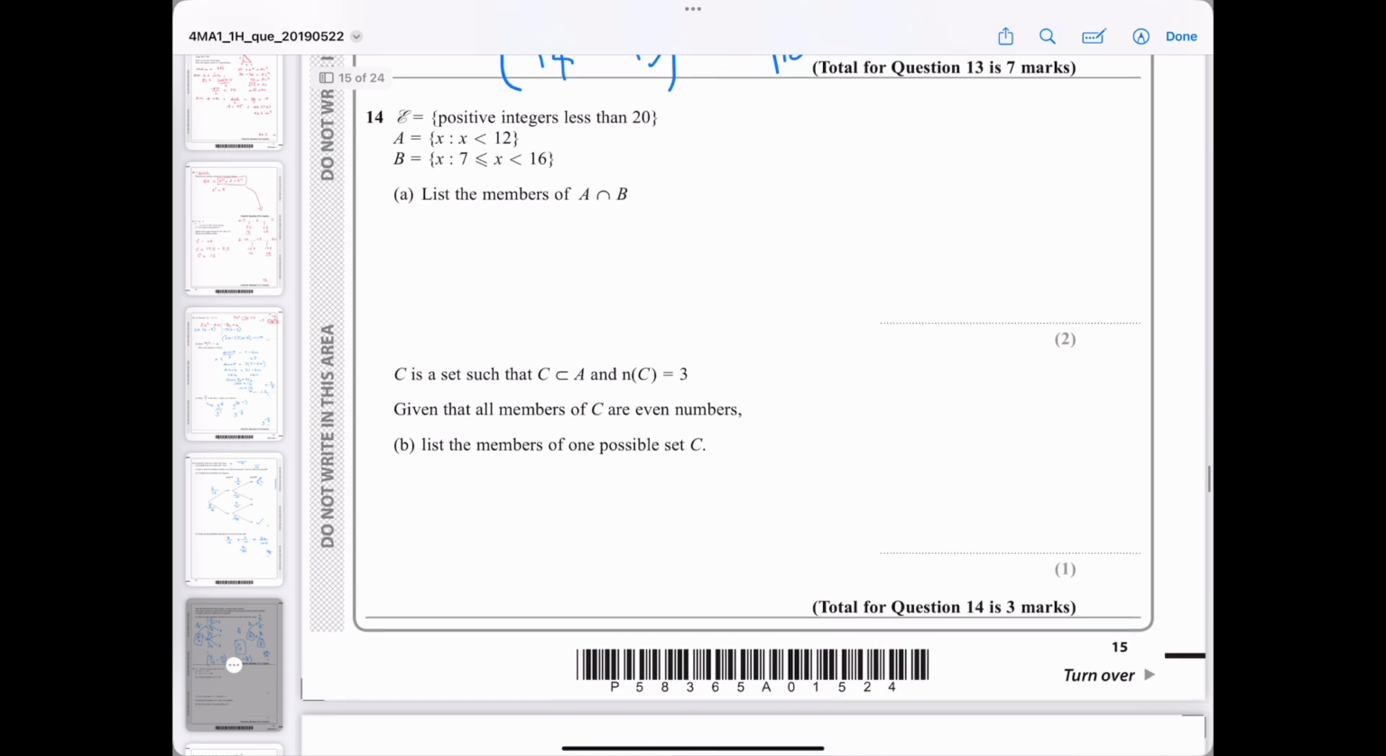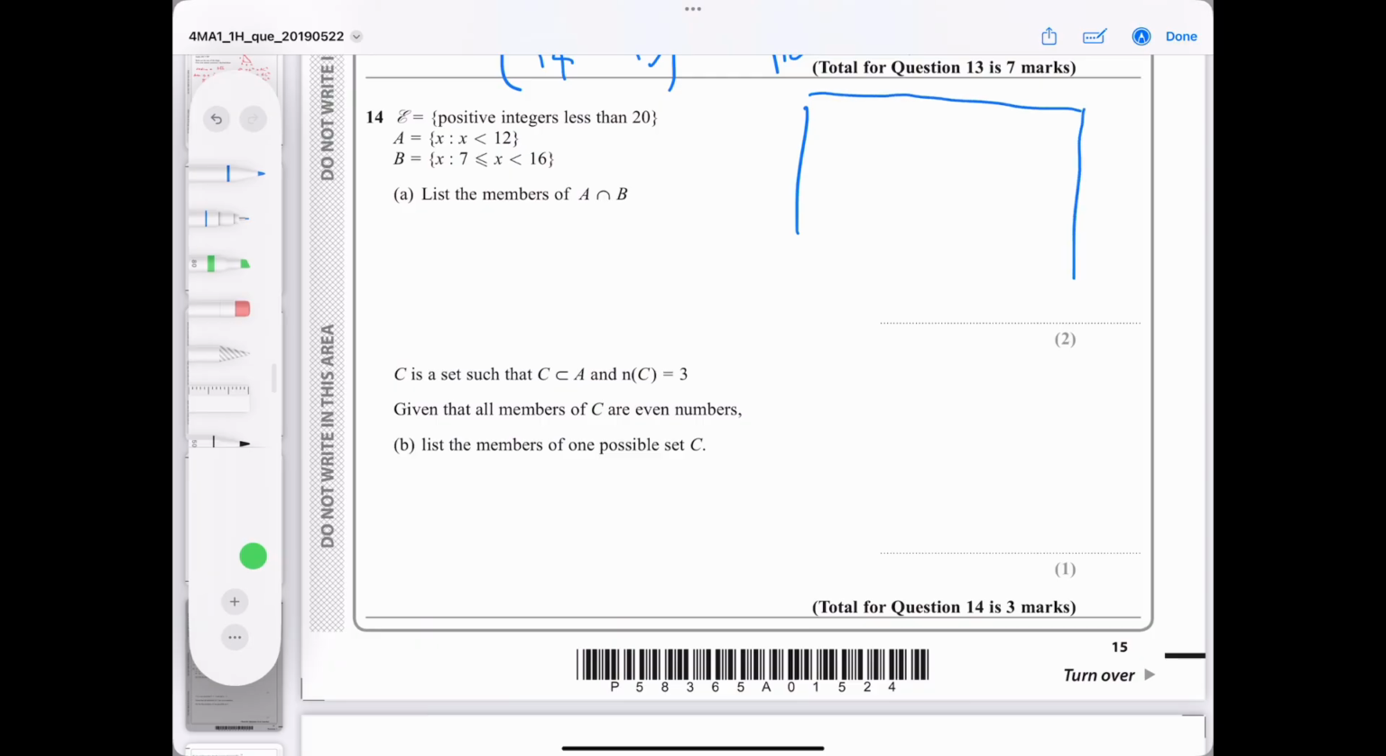Right. Oh, this looks fun. So we've got a set of positive integers less than 20, so 19 and below. Now, A, if we were to make this into a little diagram, or even a Venn diagram as it's called, let's do that. So A is everything less than 12, okay? So that's fine. We can start putting in anything up to 7. So that's 1, 2, 3, 4, 5, 6.